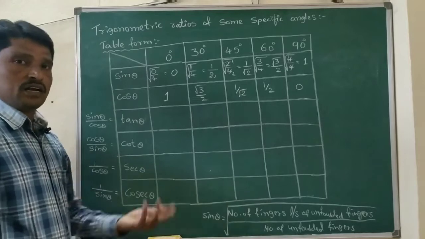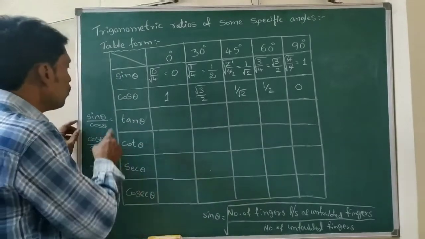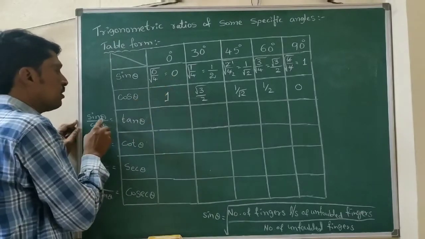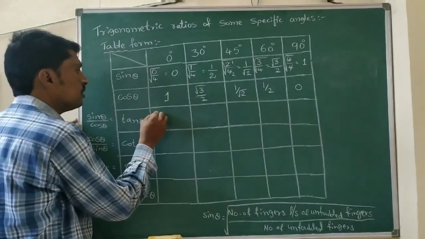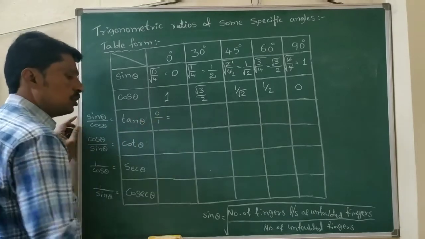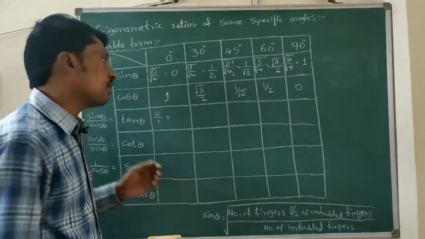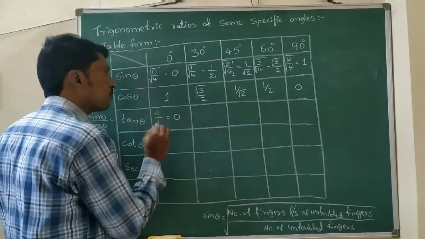Then next, tan. What is tan? Already we know, tan theta equals sin theta by cos theta. So tan 0 equals sin 0 by cos 0. Sin 0 value is 0, by cos 0 value is 1. 0 by 1 is 0. 0 by something gives us 0.